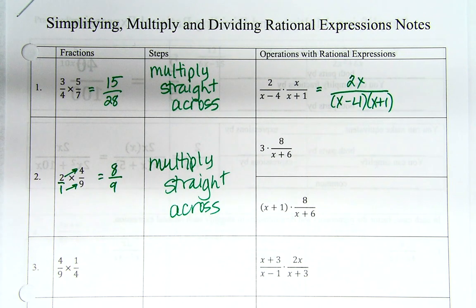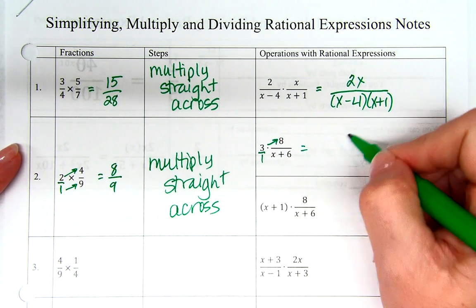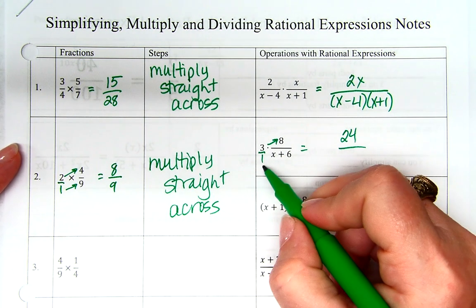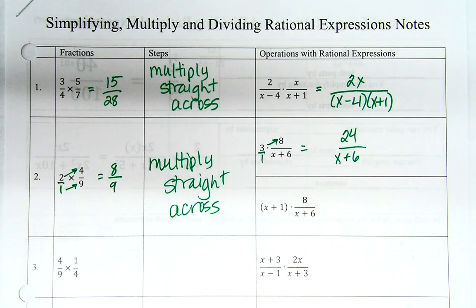So even when it's rational expressions, we just multiply straight across? What's 3 times 8? What is 1 times x plus 6? Done. Questions?